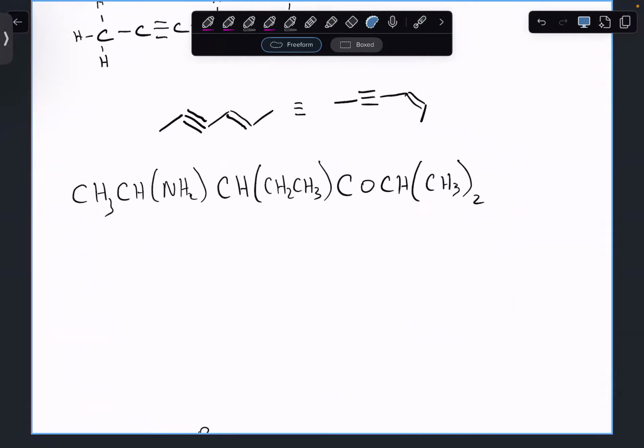So do the same thing here. Take that condensed structure formula, convert it to its Lewis structure, and then convert that into a line angle.